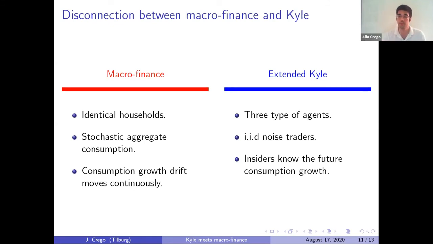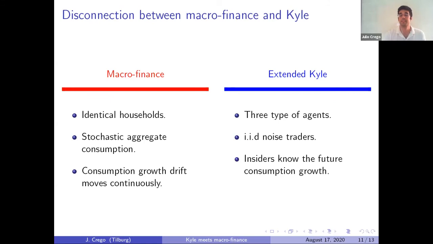And finally, in the macrofinance model, your consumption growth drift moves continuously, which means that we never know in which state of the economy we are. While in the extended Kyle, insiders know the future consumption growth. What this means is that in the macro model, when the announcement is realized, you know everything. One second later, there is only one second of uncertainty. But in your kind of model, the actual information range that the informed have is huge, because they already know the future. Immediately from the beginning, just after the previous announcement, they already know what is going to happen in the next announcement. Right?